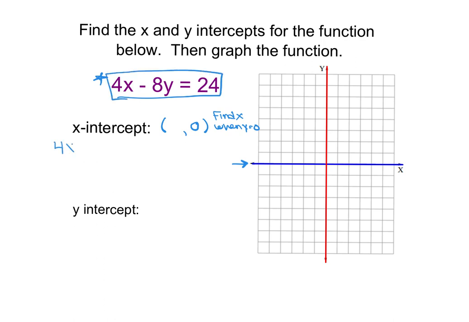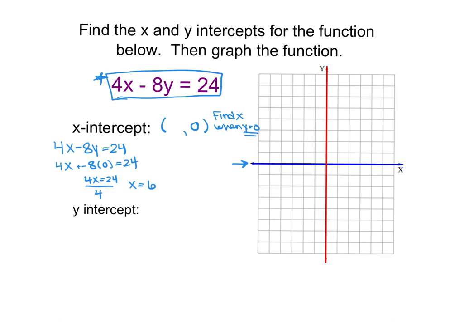So we have 4x minus 8y is equal to 24. And we're going to replace y with 0. So here I'm going to write 4x. I'm going to use keep change here just to make sure I don't make a sign error. I'm going to replace y with 0. I then know that negative 8 times 0 is 0. So I know that that's going to result in nothing. So we then have 4x is equal to 24. We then need to divide by 4. And we find that our x value, when y is 0, our x value is 6.